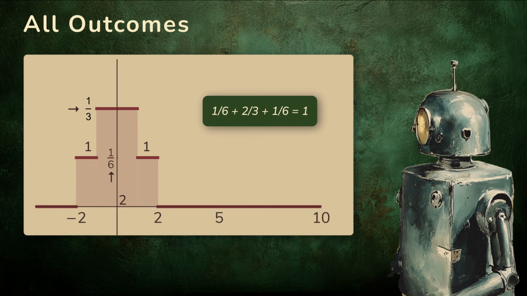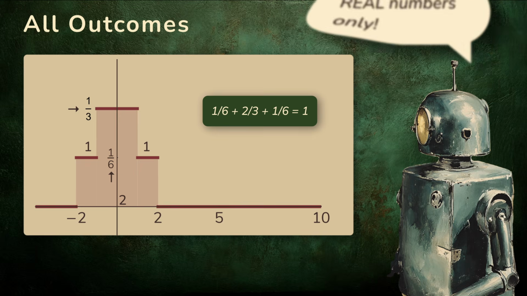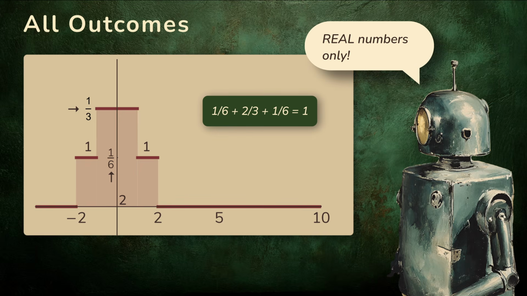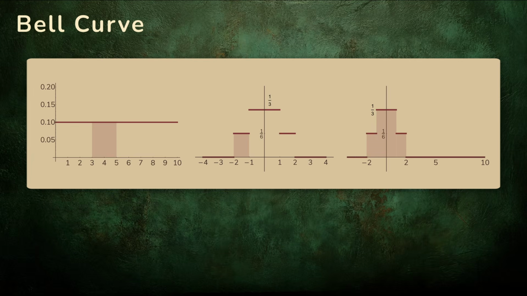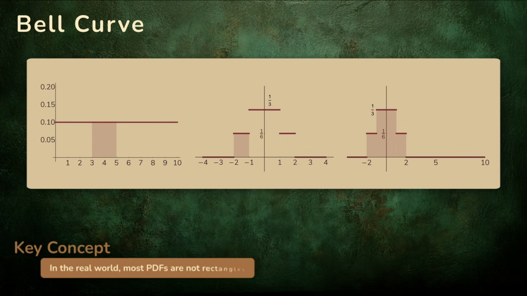This makes sense. Our machine generates random real numbers, and this is confirmed because the area under the PDF is 1. This graph covers all possible outcomes, so its area is 1. The examples we've seen have all been very blocky, but they were chosen so we could calculate areas easily. In the real world, however, most PDFs are curvy.